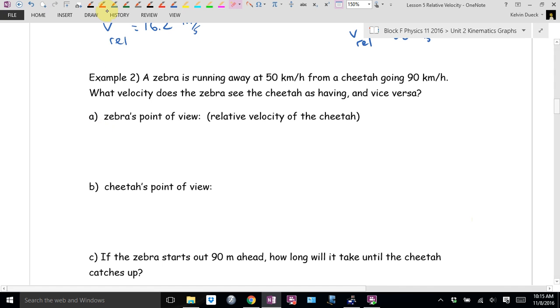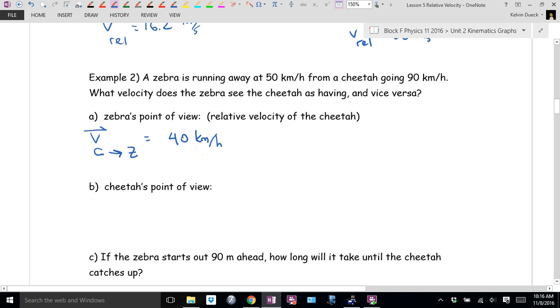So, the velocity of the cheetah relative to the zebra is what? First of all, what's the magnitude of the velocity? One's going 50, one's going 90. They're going in the same direction. What's the magnitude? Darryl. Okay. Good. 40 kilometers per hour.